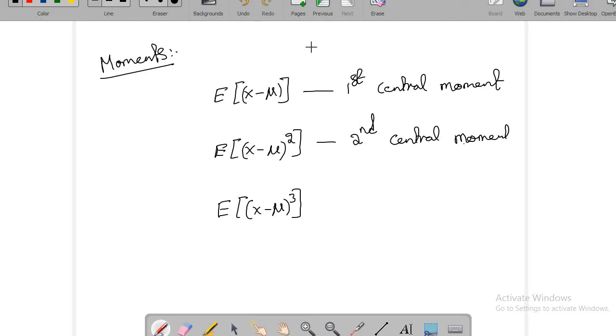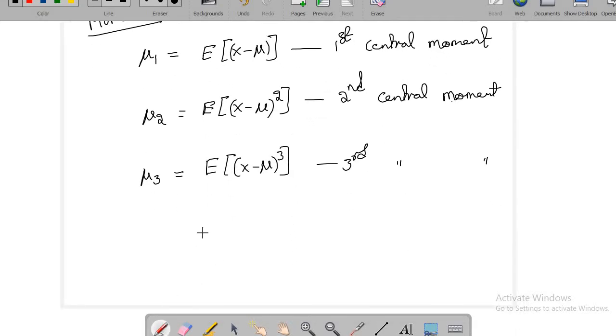And we are going to denote this one as nu 1 for the first central moment, and the second central moment will denote with nu 2, and the third central moment, that is nu 3. So now if you look at rth central moment, let me define nu r, that's what rth central moment. That's what expected value of x minus nu whole power r.